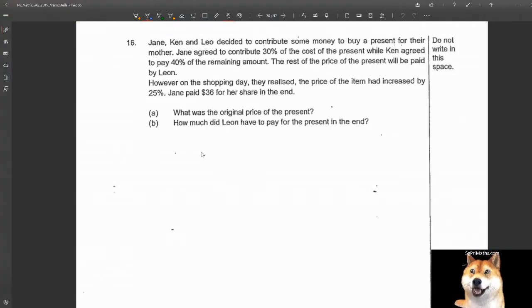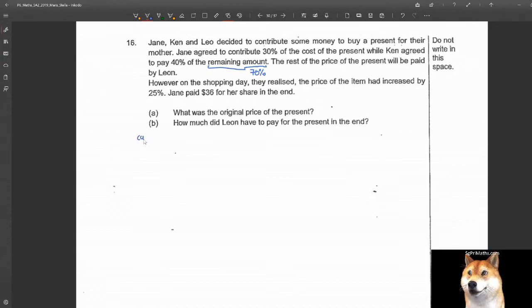Question 16. Jane, Ken, and Leo decided to contribute some money to buy a present for their mother. Jane agreed to contribute 30% of the cost, while Ken agreed to pay 40% of the remaining. This remaining refers to the 70%. So 40% of 70%. The rest of the price of the present will be paid by Leo, which is 60% of 70%. However, on the shopping day, they realized the price of the item had increased by 25%, but the percentage proportions stayed the same, and Jane paid $36 for her share in the end. What was the original price of the present?